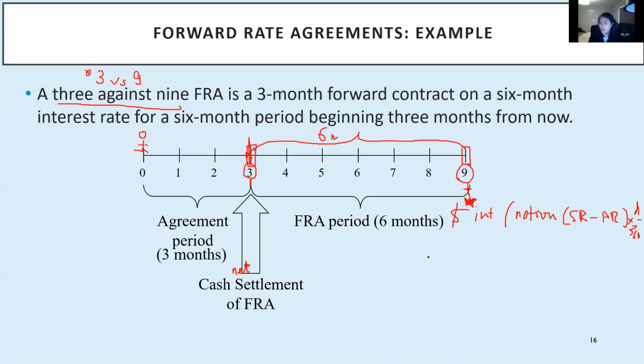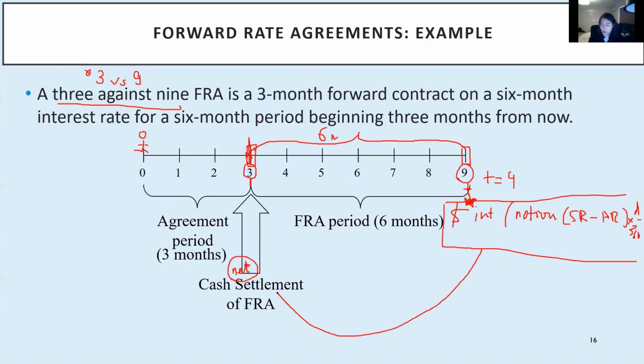All right. So this is a cash flow for t equals 9. But because we settle the contract as of this time, we are going to need to calculate the present value for that cash flow. Okay. So that explains the present value term in your formula.